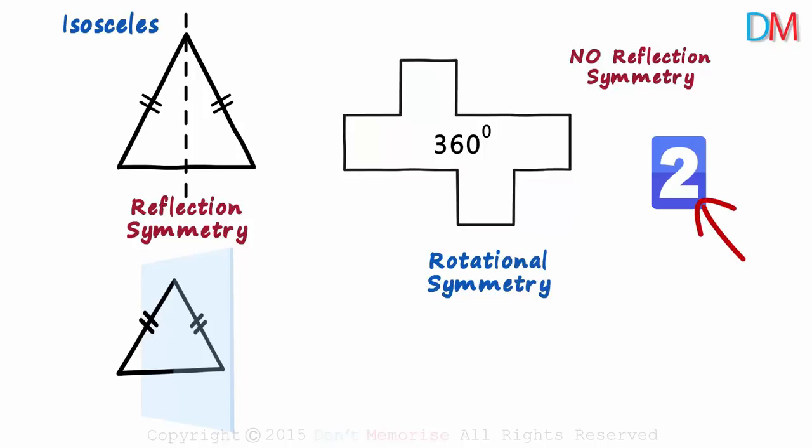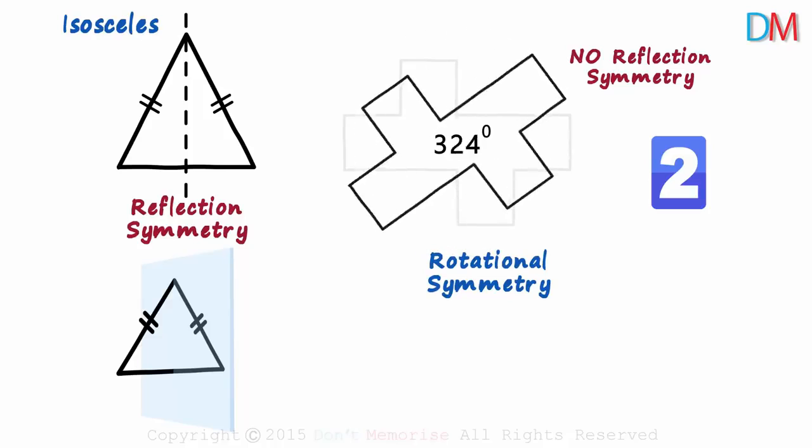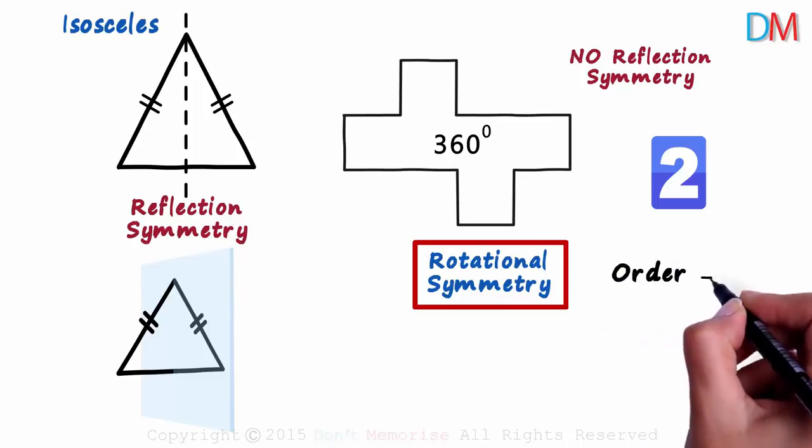What does this 2 tell us? It tells us that when this figure is rotated completely by 360 degrees, the rotated image looks exactly like the original image twice. Once at 180 degrees and another at 360 degrees. So we say that this shape has rotational symmetry of order 2.